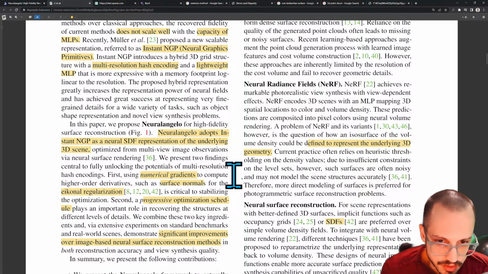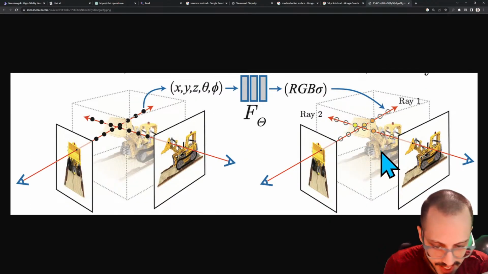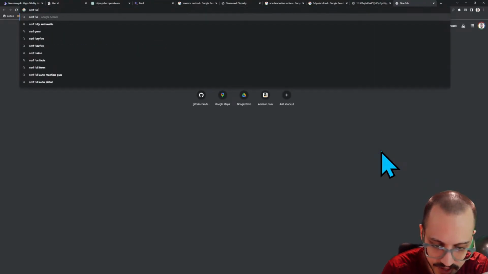Due to insufficient constraints, the surfaces are often noisy and may not model the scene structures accurately. So a lot of times the problem with NeRFs is that you get almost a hazy effect, a NeRF fuzzy effect.